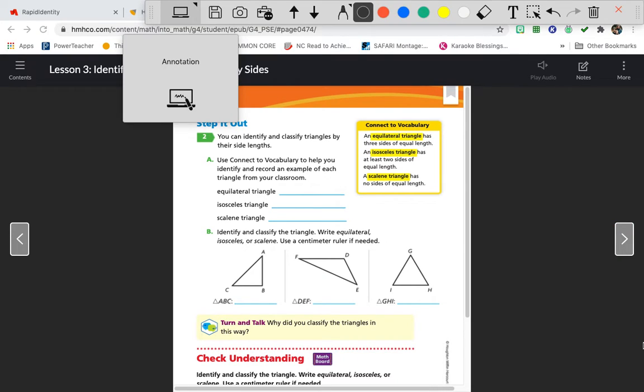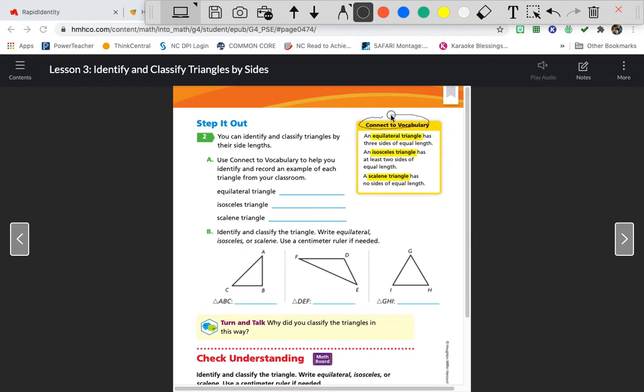First, let's look at our vocabulary. So let's look at our yellow box and let's talk about what these 3 types of triangles are. An equilateral triangle has 3 sides of equal lengths. Now we know that triangles, they all have 3 sides, but this is what makes them a little different. So an equilateral triangle has 3 sides and they're all equal. An isosceles triangle has at least 2 sides of equal length. And a scalene triangle has no sides of equal length.